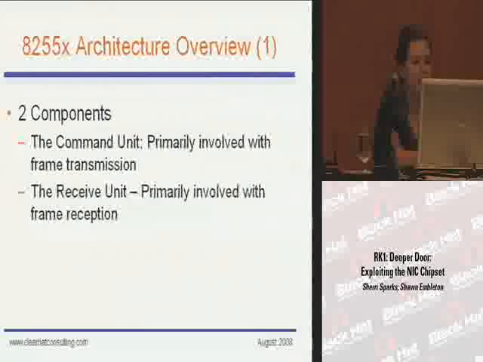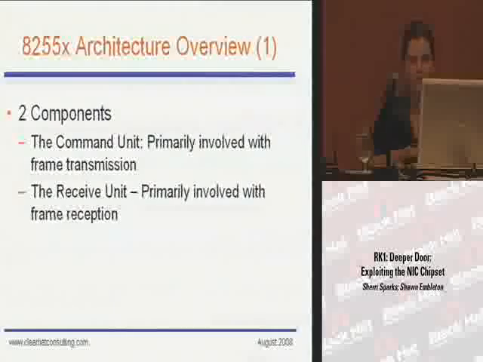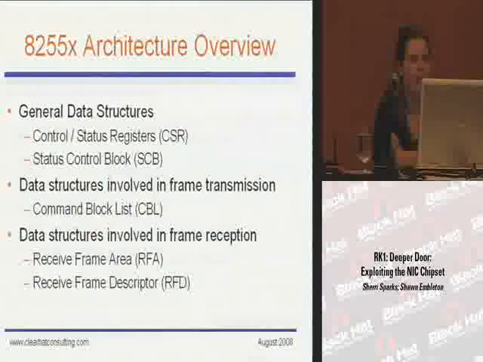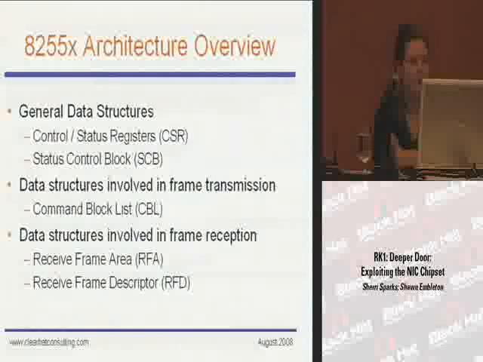So we want to give an overview of the 8255X architecture at this point. It consists of two components. The first component is the command unit, which for our purposes is primarily involved with frame transmission. This is how we're going to send data out. It also does some other commands as well, but we're not really interested in those. The other component is the receive unit, and just like the name sounds, it's involved with frame reception. There are several data structures involved. These include the control and status registers, called the CSR, the status control block, or the SCB, and then some data structures specifically involved in frame transmission and reception, like the command block list, the receive frame area, and the receive frame descriptor. We'll discuss the details of all those in the upcoming slides.